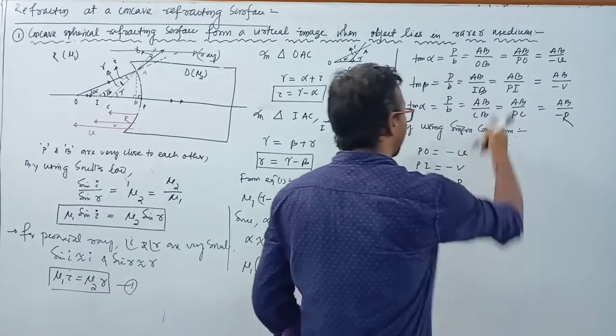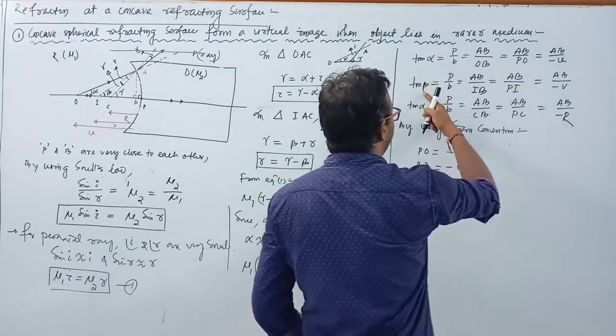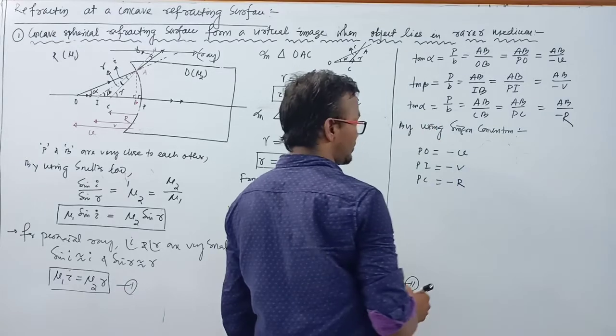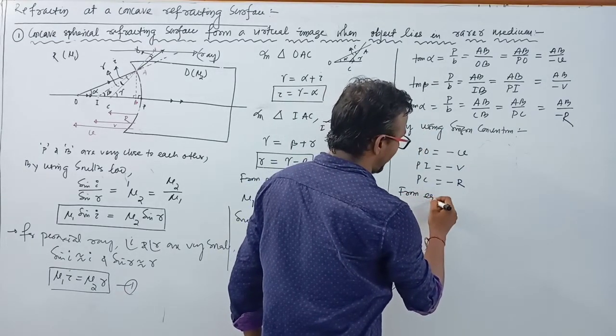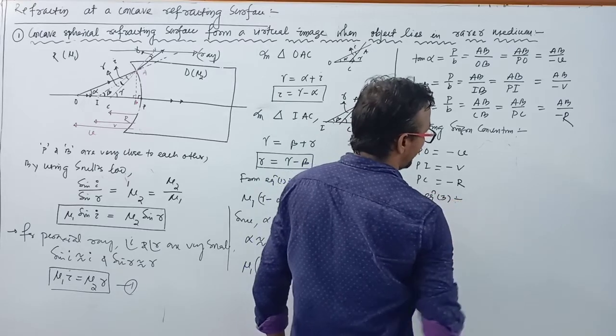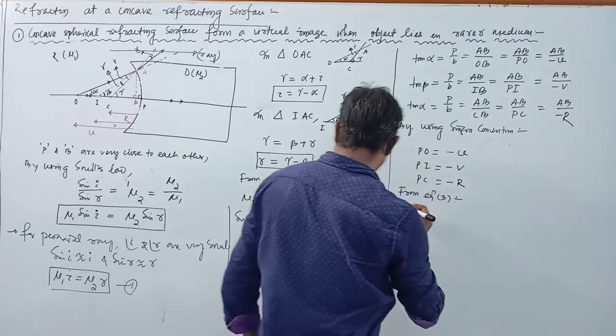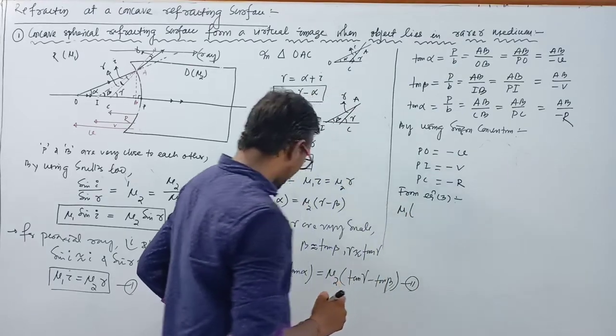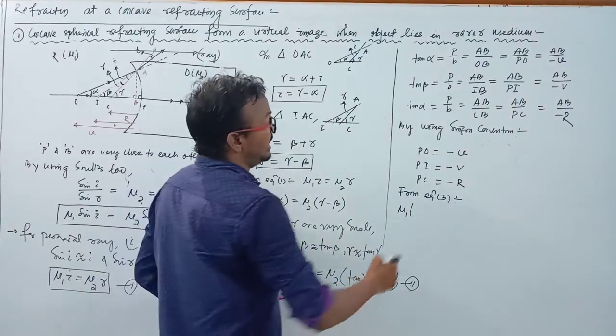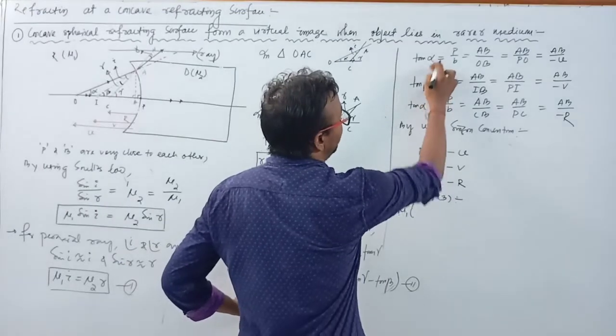Now if we use these relations for tan alpha, tan beta, tan gamma in equation number 3, from equation 3 we can write mu1 tan gamma, and the tan of alpha, beta, gamma.